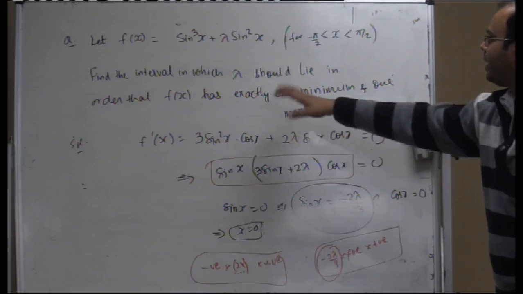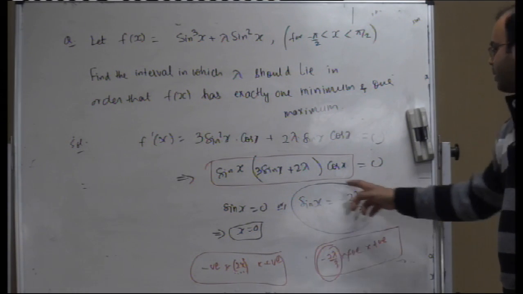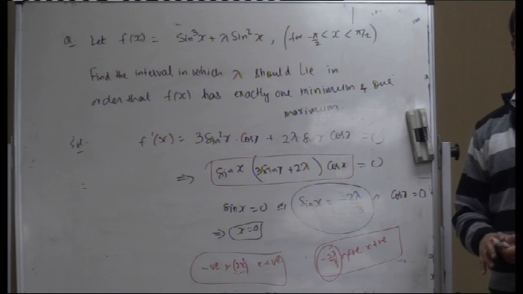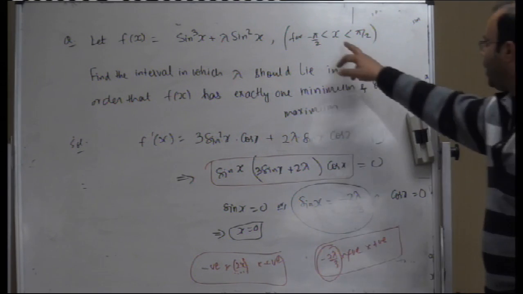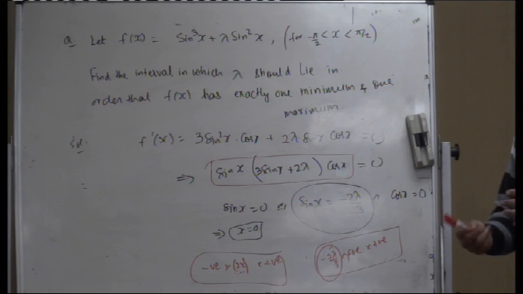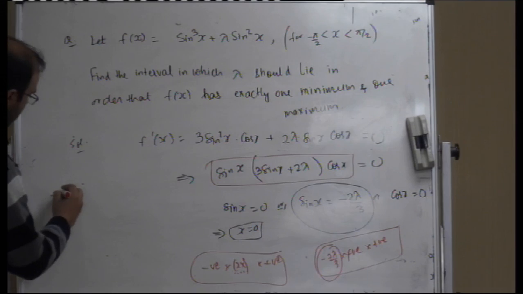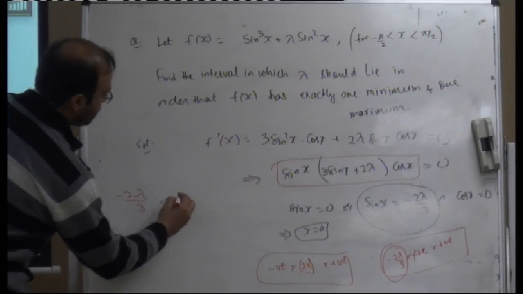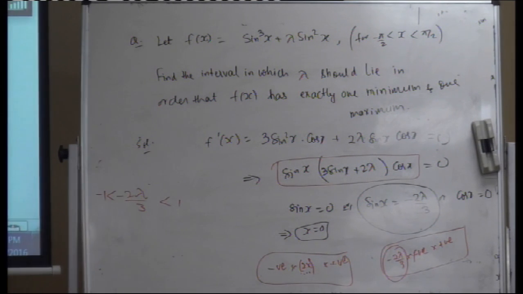Now they are saying in which interval lambda should lie. But one thing we have to keep in mind is that the sin value is not greater than 1 or less than minus 1. It has to lie between 1 and minus 1. Plus it is given that x is between minus pi by 2 to pi by 2. That means it is again minus 1 to 1. For sin it is okay. So you have to put only one condition, and that condition is that minus 2 lambda upon 3 is lying between 1 and minus 1. Is this clear to everyone?